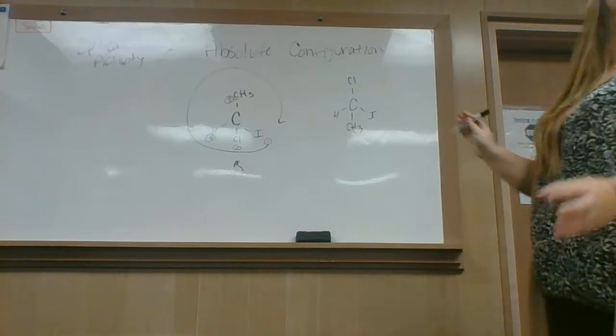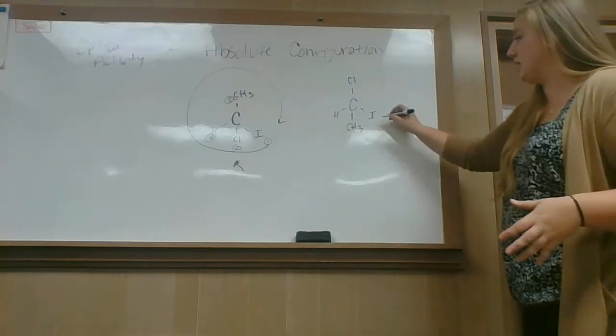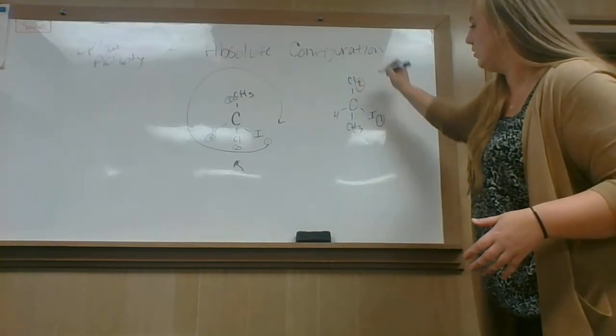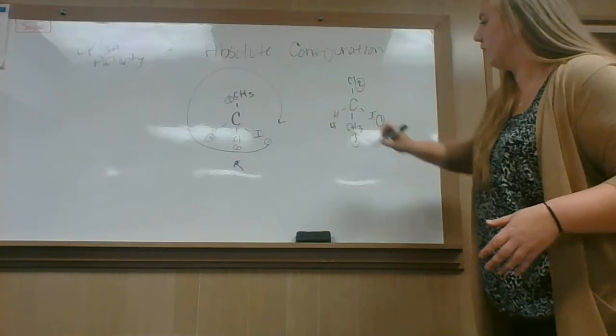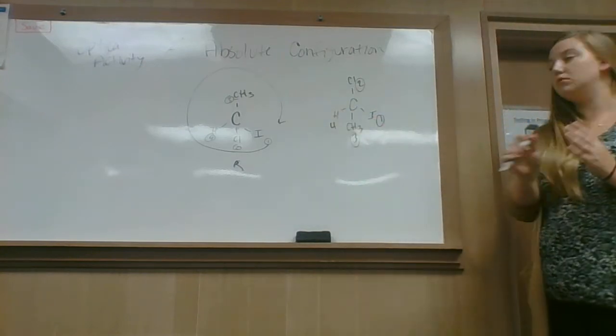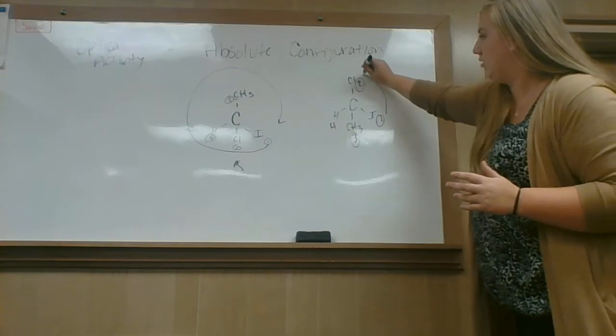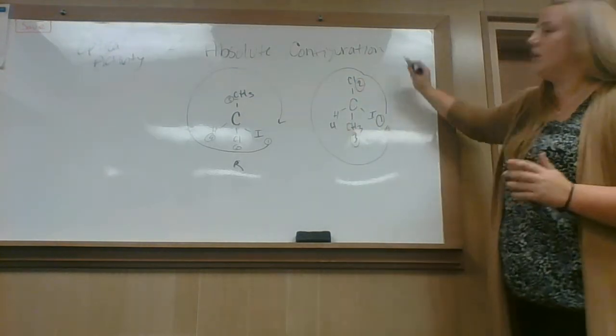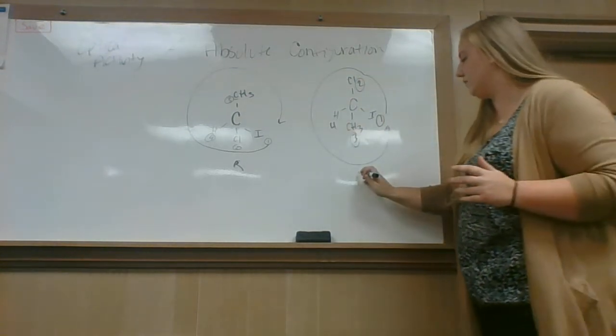So with this one we have the same attachments, so we're going to have the same numbers. Iodine 1, 2, 4. So start at 1, go to 2, keep going around. Counterclockwise, S configuration.